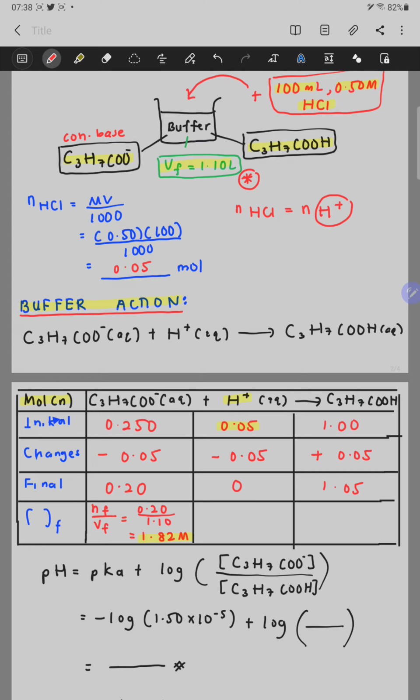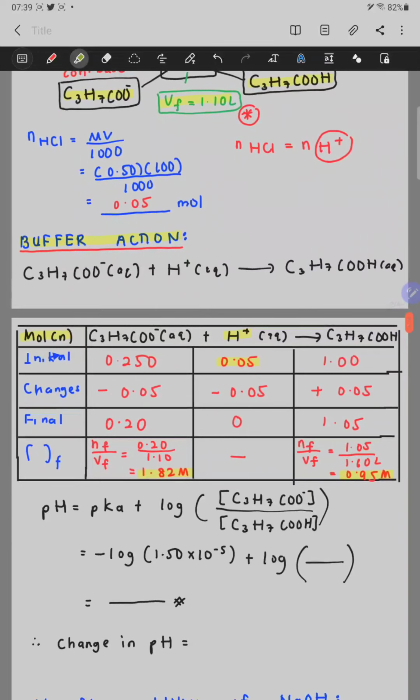Okay, so sama juga. Concentration final for weak acid adalah N final over V final juga. So 1.05 mole divide with 1.10 liter. Okay, so it will become 0.95 molar.